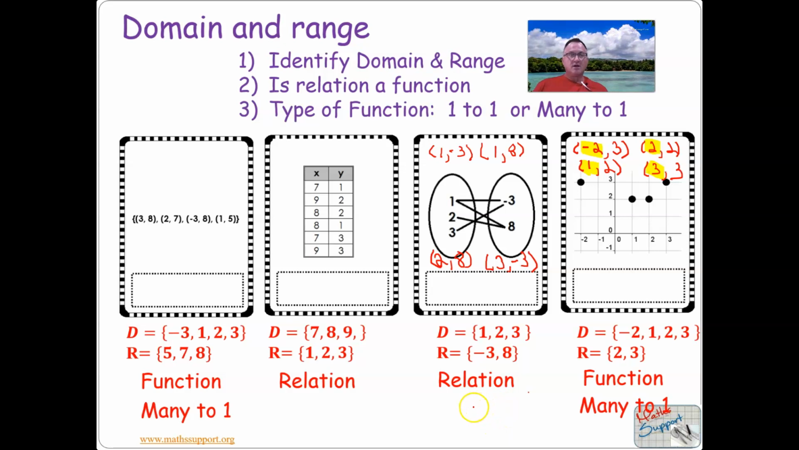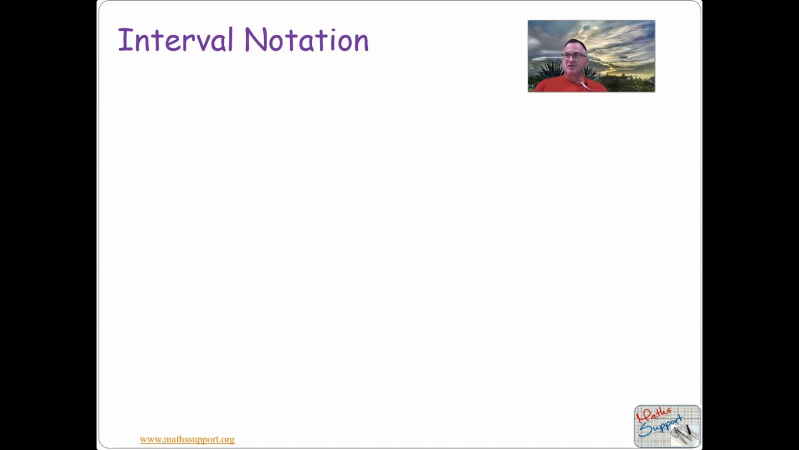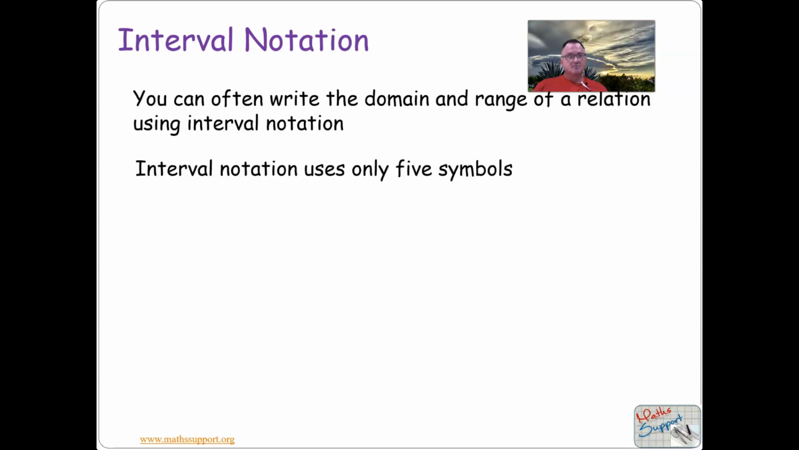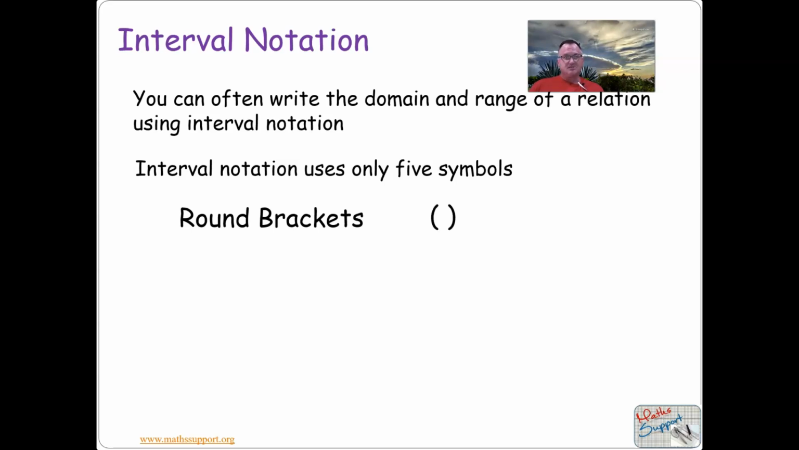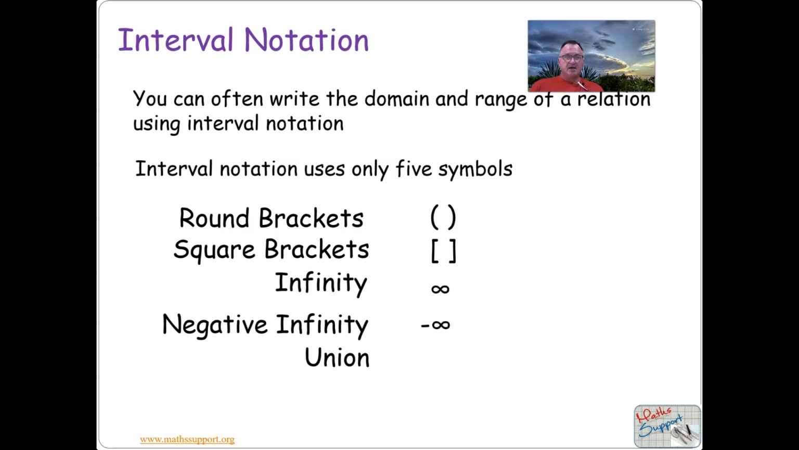Now, interval notation is just the way that we write how to represent the domain and the range. There are 5 symbols that we use in interval notation. It's just shorthand. We use parentheses, square brackets, the infinity symbol, the negative infinity symbol, and union. Union just means putting 2 sets together.